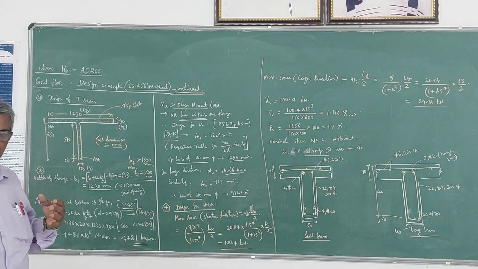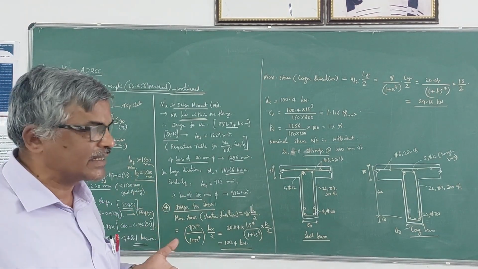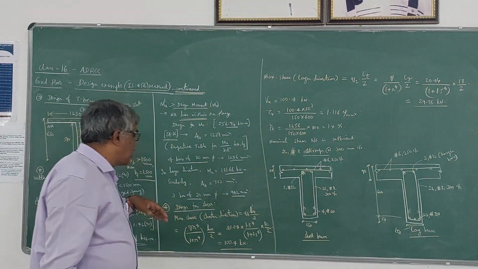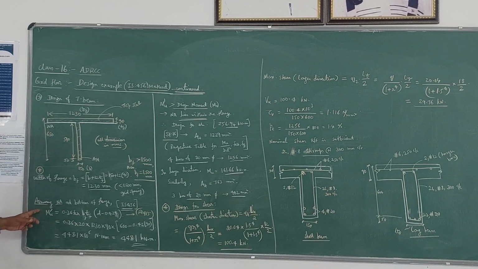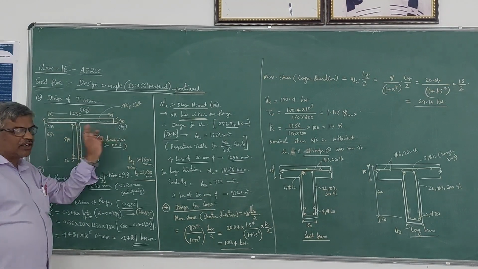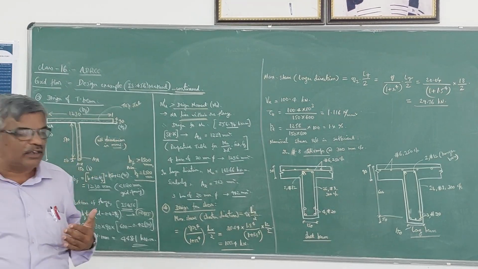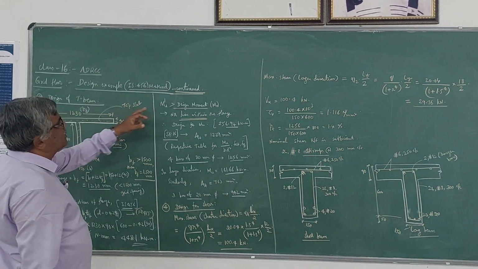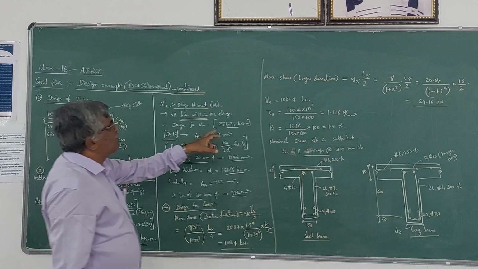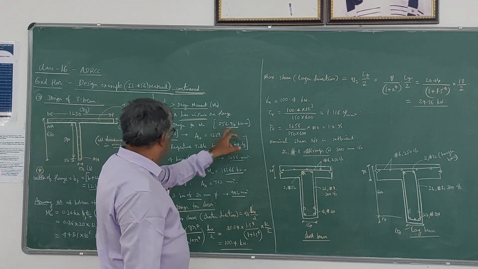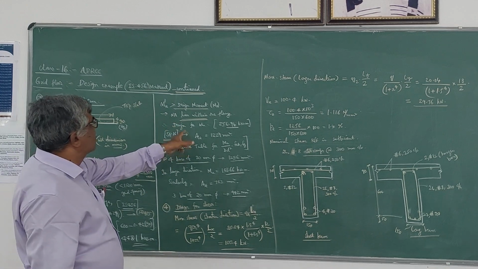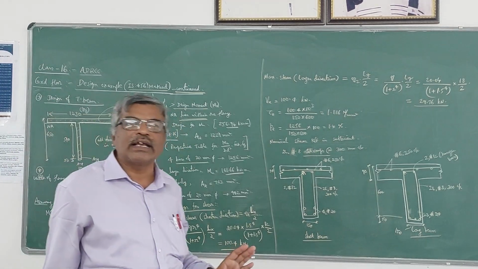So just to identify where the neutral axis lies, whether within the flange or outside the flange, we have to assume initially that the neutral axis lies at the bottom of the flange, at the interface. Then we calculate that Mu' value and compare it with the design moment, 256.94. We have got 448.1. Since it is more than that, the neutral axis lies within the flange.